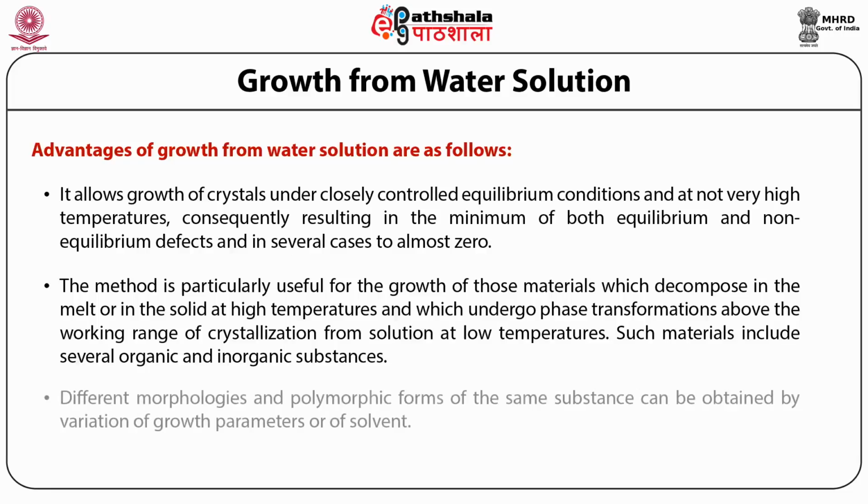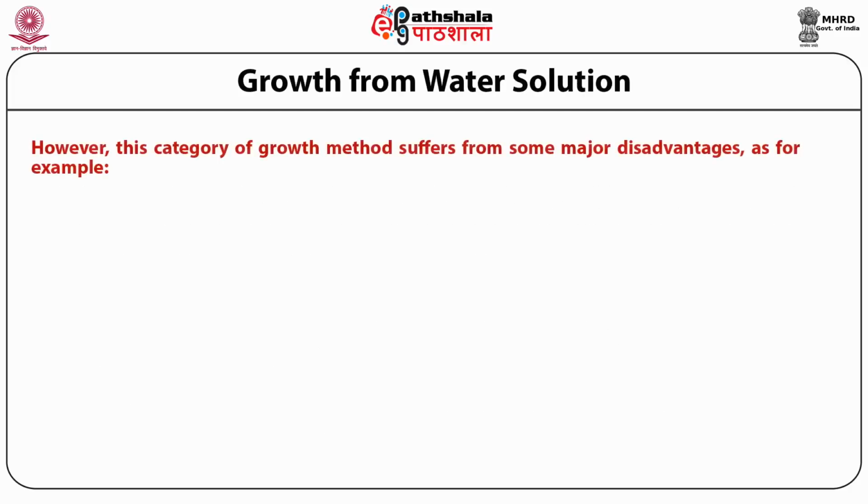Number six, different morphologies and polymorphic forms of the same substance can be obtained by variation of growth parameters or of solvent. However, this category of growth method suffers from some major disadvantages, as for example, number one, possibility of solvent inclusion.